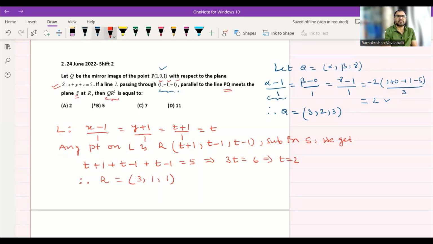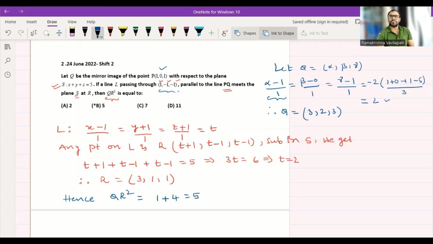They are asking what is QR square. Hence QR square is equal to the square of the distance between Q and R. 3 minus 3 becomes 0. 2 minus 1 whole square, that is 1. 3 minus 1 whole square, that is 4. So this is equal to 5.